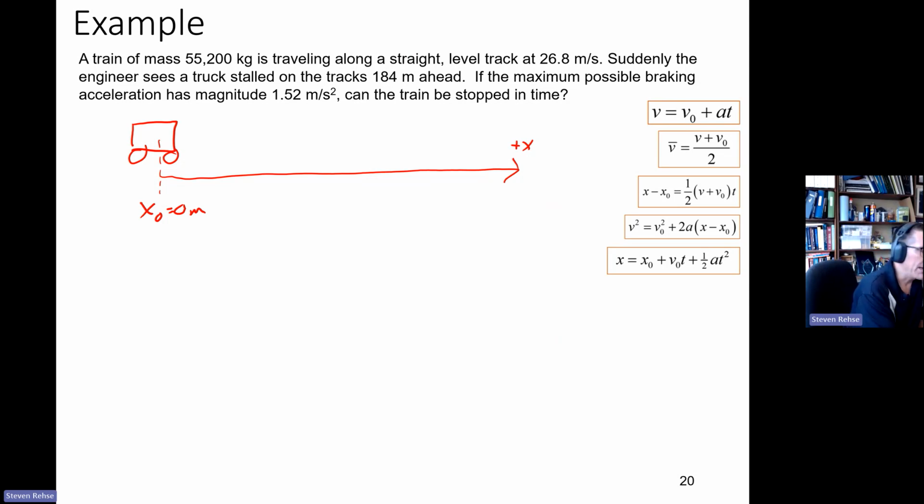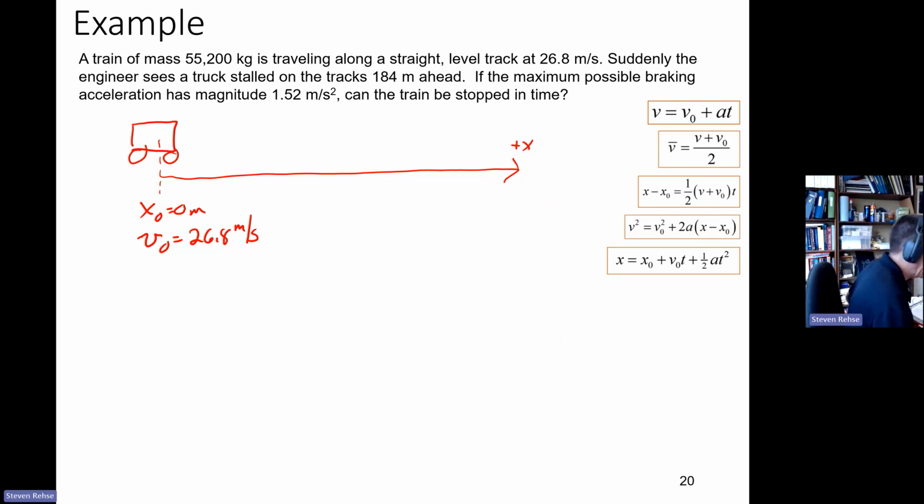What else were we given in the problem? Remember, you draw a sketch and start to list what you know. We know that it starts somewhere, but we weren't given that it starts at 0 meters. I am choosing that it starts at 0 meters. Nowhere in this problem does it say x naught equals 0; you need to know to do that. But we were told that v naught, the initial velocity, is 26.8 meters per second. All right, that's great.